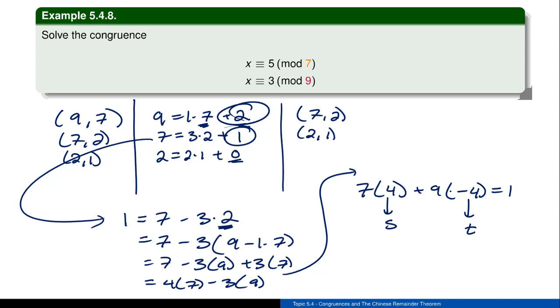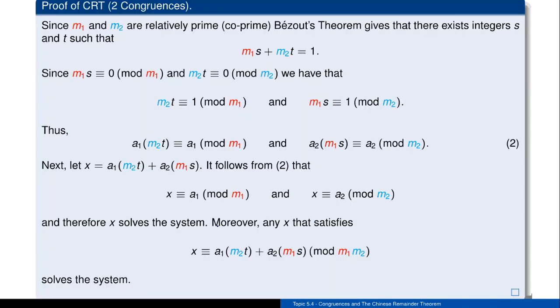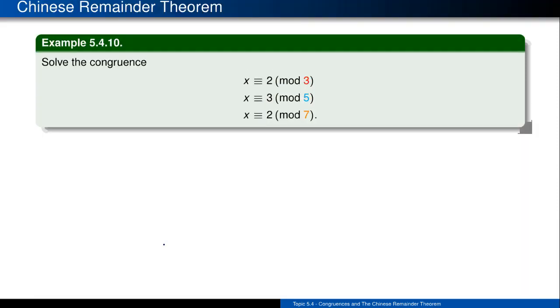So the next video, we're actually going to push this idea back up to showing this thing for a larger system. So in this case, if I want to look at this thing for 3 given congruences, we're going to see how all of those little pieces come together.